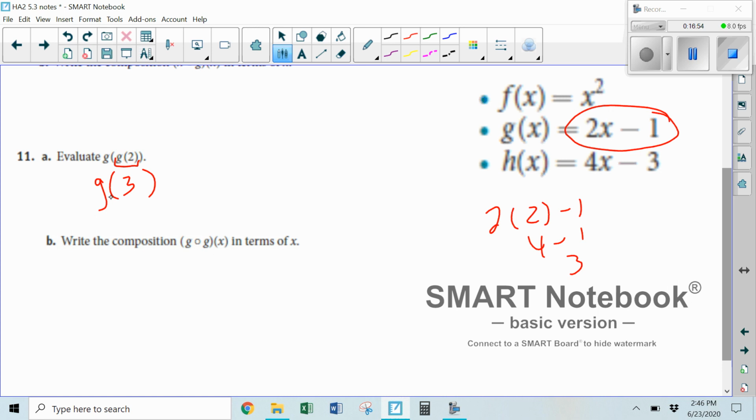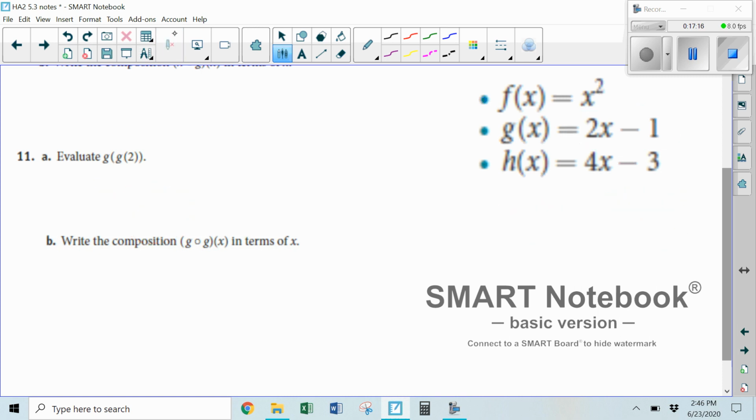Now what am I going to do with that? Now I'm going to find g of 3. Take the same g function, plug in a 3. My answer is 5. It's really no different than number 10. We're just using the g function twice.